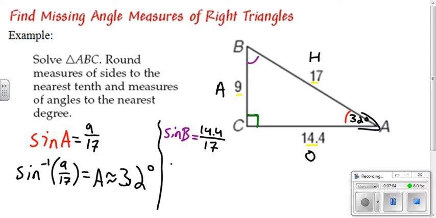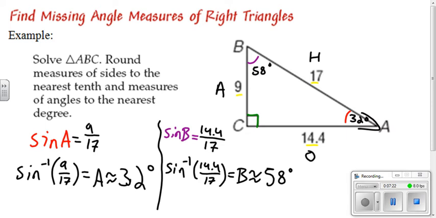So same thing, we would do the arc sine of 14.4 over 17 equals B. And so B is going to be approximately 58 degrees, which fits because 58, 32, and 90 all add up to 180 degrees. So we would have our full triangle.